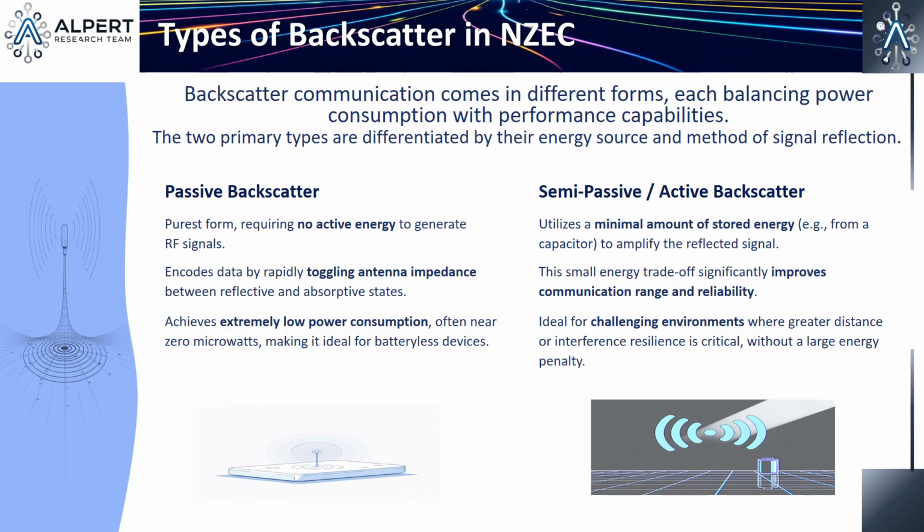Yes, basically two main types, defined by how much power they use. The lowest power form is passive backscatter. The purest form. Right. The device just rapidly changes its antenna's impedance. It switches between being a mirror, reflecting the signal, and a sponge, absorbing it. That switching action is how it encodes data, and it takes almost no energy. And the other type? That's semi-passive or active backscatter. It uses a little bit of that stored energy from its capacitor to actually amplify the signal it's reflecting. So you're spending a bit of energy to get better range. Better range or better reliability. It's a small power investment for a significant performance boost.